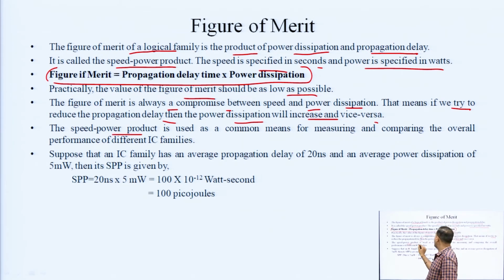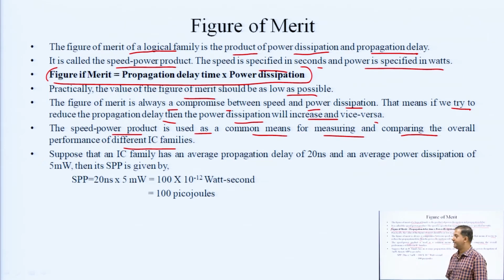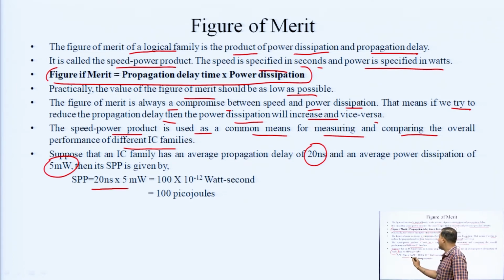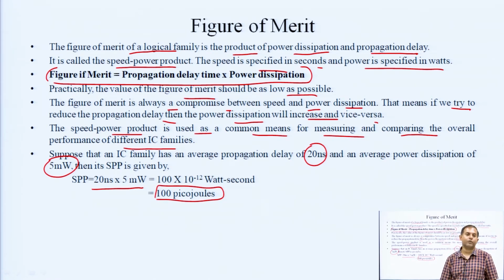The speed power product is used as a common means for measuring and comparing the overall performance of different ICs. Suppose an IC family has an average propagation delay of 20 nanosecond and an average power dissipation of 5 milliwatt, then the figure of merit will be 20 nanosecond times 5 milliwatt. So, it will be 100 picojoules. So, the figure of merit will be 100 picojoules, right.